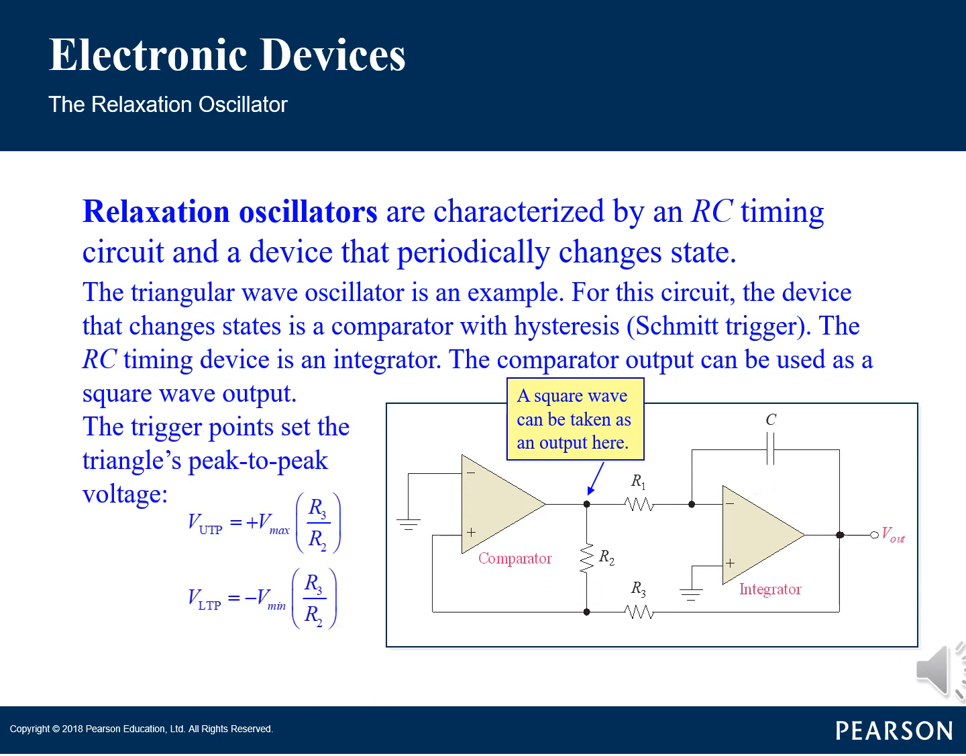The output amplitude of the square wave is set by the output swing of the comparator, and the resistors R2 and R3 set the amplitude of the triangular output by establishing the UTP and LTP voltages according to the following formulas, where the comparator output levels plus Vmax and minus Vmax are equal.